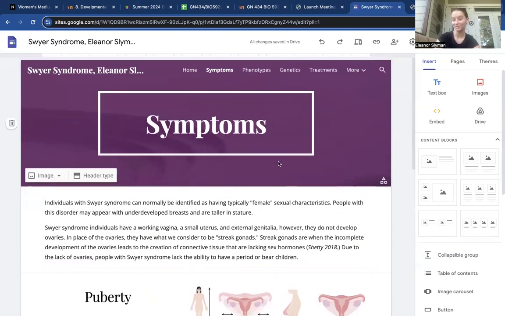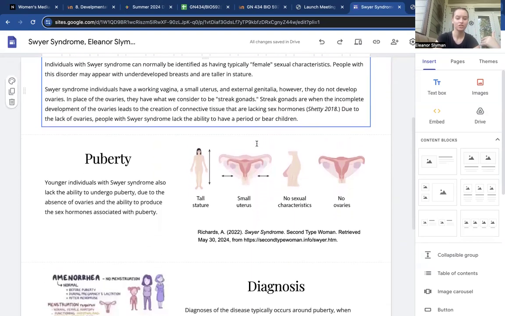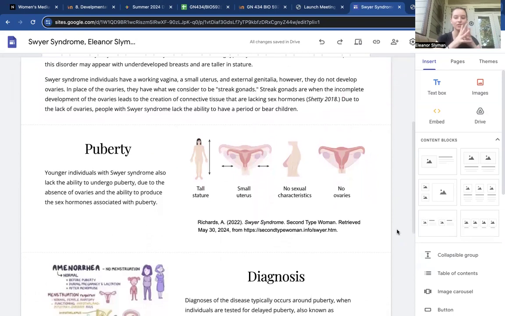So, symptom slide. General introduction. I wish there was more I could have put about symptoms, but it's very straightforward. There's not really anything only a certain amount of people will experience compared to others. The main thing happens to be streak gonads, and then amenorrhea as well, which is, you don't have a period, you don't menstruate.